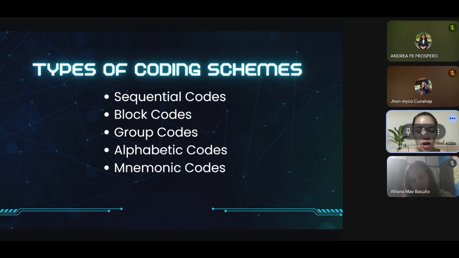So mnemonic codes are easy to remember because they represent real words or abbreviations. For example, accounting, so your code for that is ACCTG, to make it easier to remember. So data coding schemes are important, as I have said earlier, because they make systems faster, more accurate, and easier to manage. Thank you.